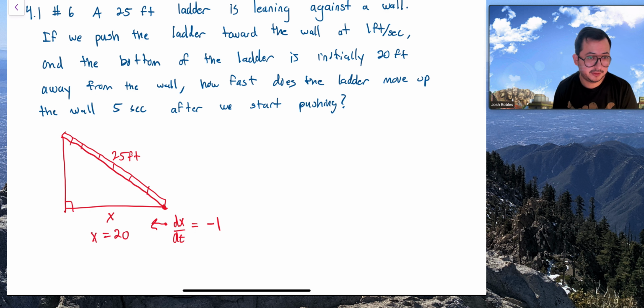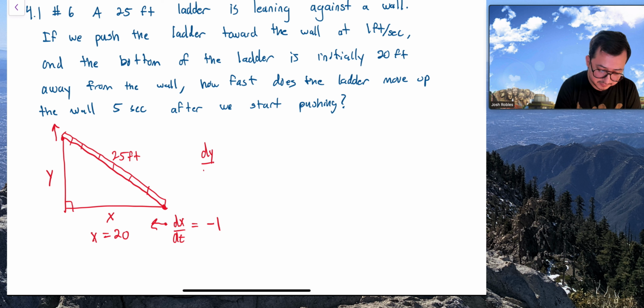All right, the question is, how fast does the ladder move up the wall 5 seconds after we start pushing? So there's this variable side over here also, and the question is, how fast is the ladder moving up this way? And so dy/dt is the question that we are asked.